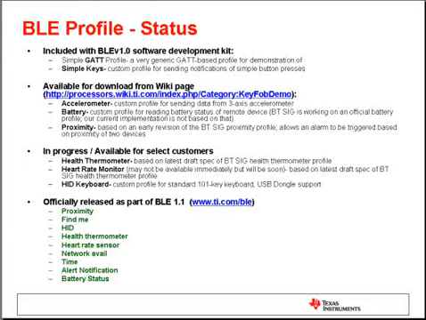Below is the list of profiles that we just released as a part of our latest BLE software release. These include proximity, find me, HID, health thermometer, heart rate sensor, network availability, time, alert notification, and battery status.